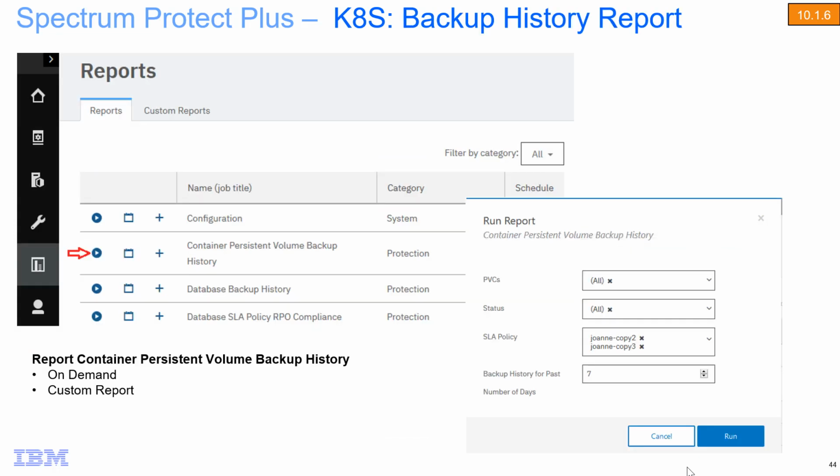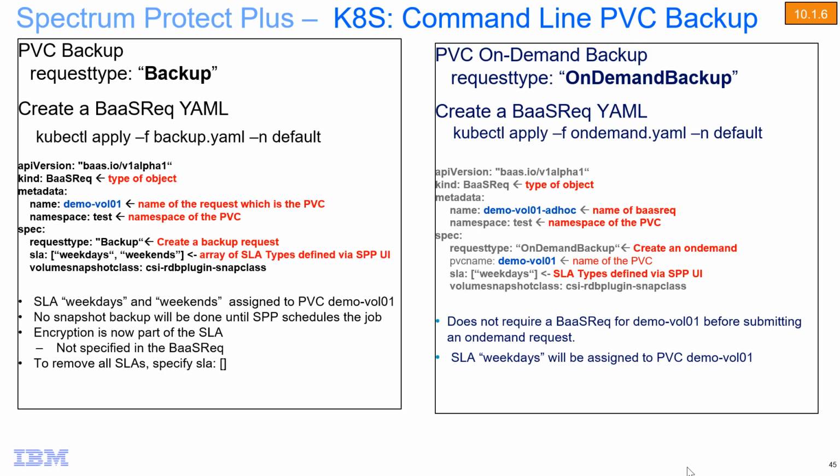If you want to run a report on your backup history, you can go into the Spectrum Protect Plus user interface, into reports, and you can either choose an on-demand or a custom report. Now, all of this can also be done from inside of Kubernetes. It requires a Kubernetes admin to create YAML files to do these backups. And we have a couple different backup types.